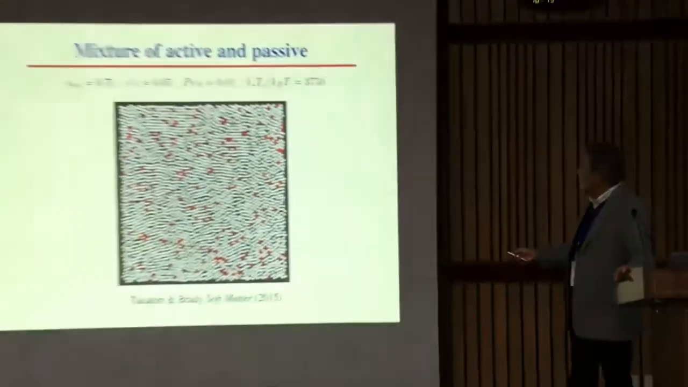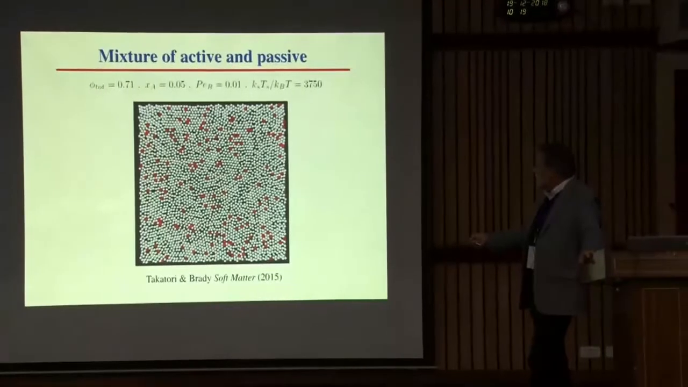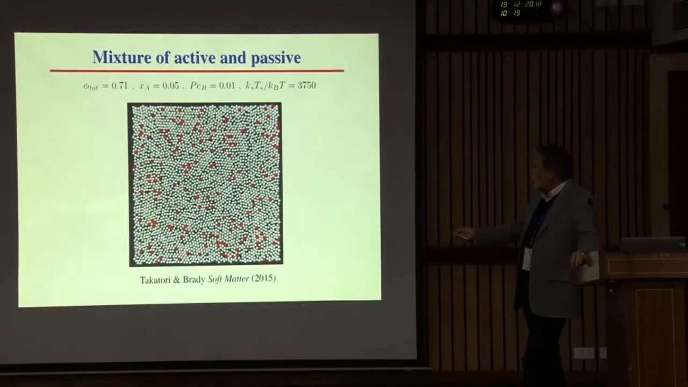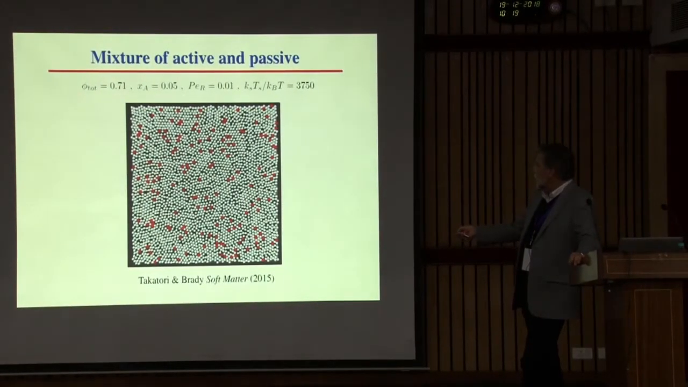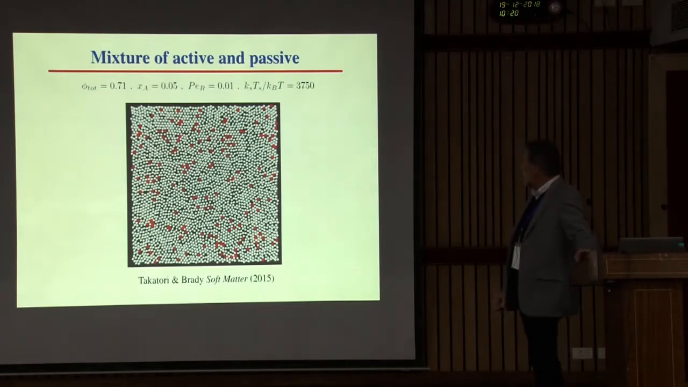It actually explodes in that sense. And then I'll leave you with a few other things. We're having fun playing with mixtures. So this is a mixture of active and passive. The red particles are active. The white are passive Brownian particles. Total area fraction is 70%, and they're 5% active. And they're rather persistent, with their activity compared to thermal energy being roughly 3,000. Don't ask me why it's 3,750, but it is.